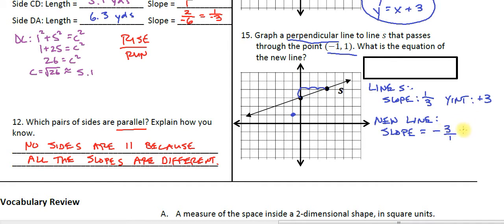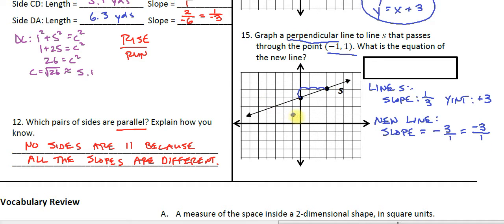So negative 3 over 1, class, I would tell you when you get a slope like that, put the negative either on top or on bottom. Don't leave it out in front. It makes it a little bit confusing. Let's just change this. Instead of negative fraction 3 over 1, let's make it the fraction negative 3 over 1.